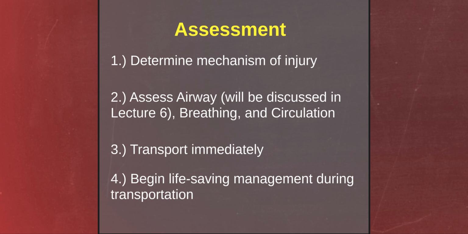When we assess our patients, it is important to first determine the mechanism of injury. For example, if we know that a pedestrian has been struck by a vehicle, this greatly increases our suspicion that there may be internal bleeding.